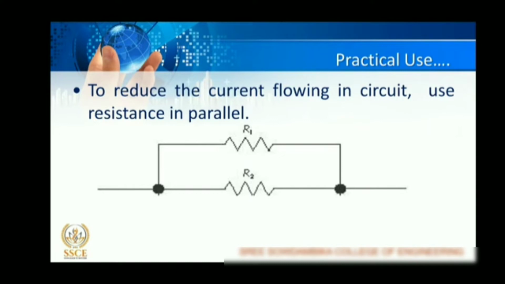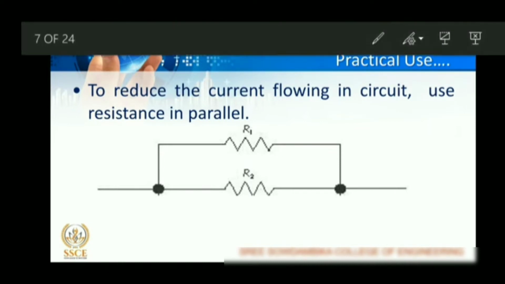This is the practical use of a resistor. If we connect two resistors in parallel, it reduces the flow of current in the circuit. Now I explain briefly. It contains two resistors, R1 and R2.